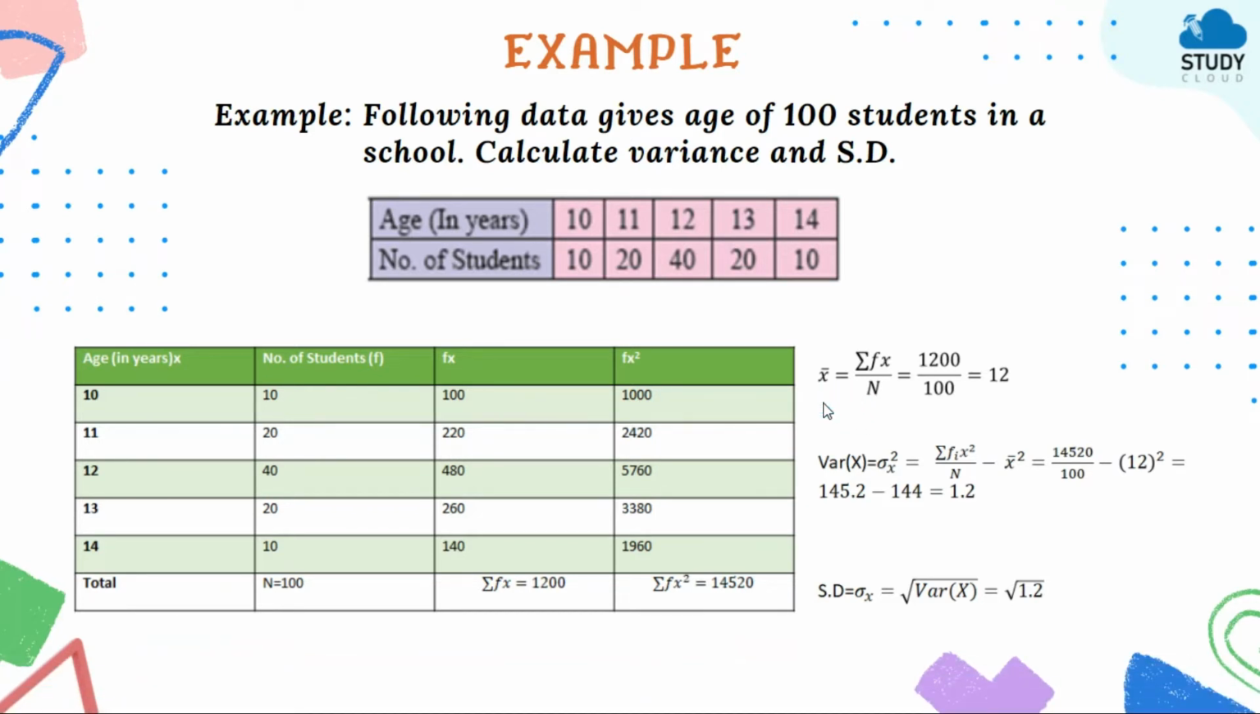Now here your first step will be to find x bar. You require x bar because you have to find variance. So x bar is equal to summation fx upon n. So it is 1200 upon 100, which will give you 12.